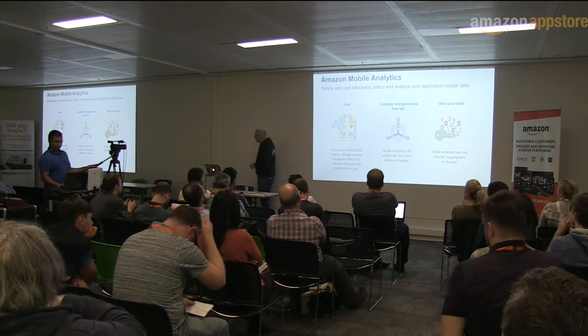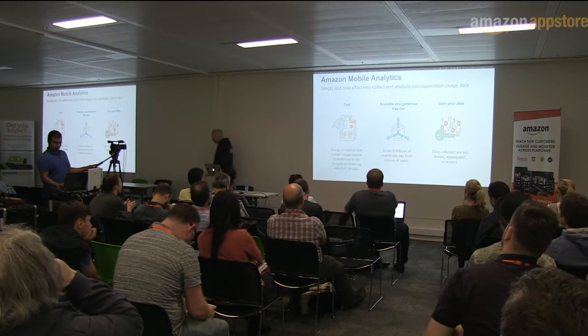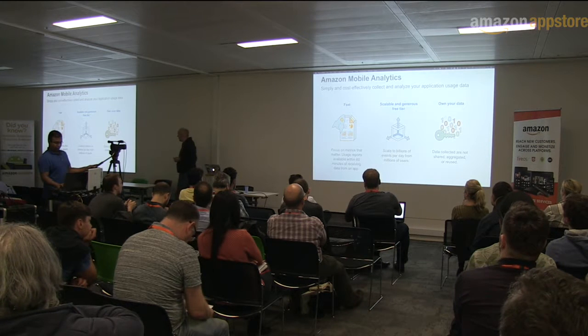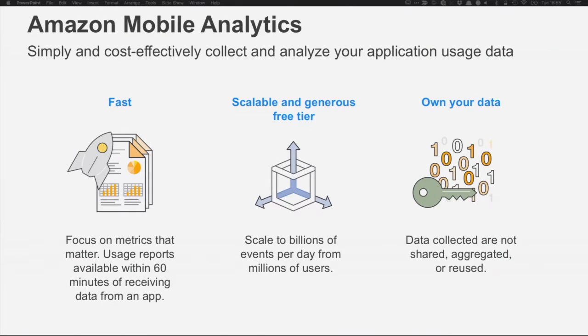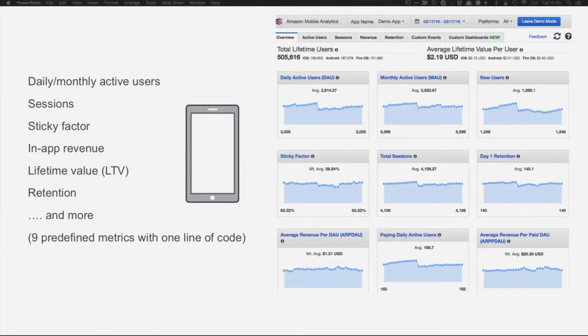How do we observe what's going on in our apps? Well, we need analytics to do that. And we've got a service for this called Amazon Mobile Analytics, essentially allowing you to capture application usage data at high scale, store that, and gain insights from that data. We provide a dashboard which gives commonly used metrics like number of sessions, daily active users, in-app revenue, lifetime value, predefined metrics. These all come with just one line of code from our SDK embedded within your application.